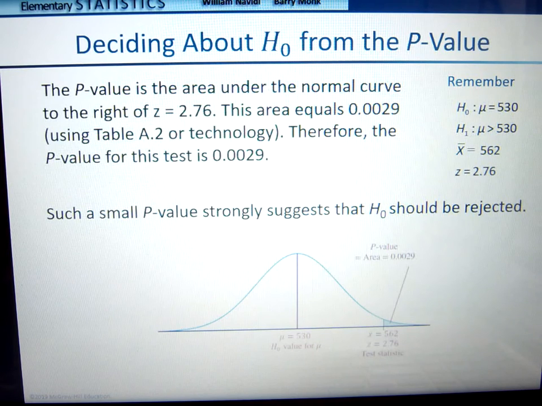The p-value is the area under the normal curve to the right of 2.76. This equals 0.0029 using Table A2 or technology. Therefore, the p-value for this test is 0.0029. Such a small p-value strongly suggests that the null hypothesis should be rejected.